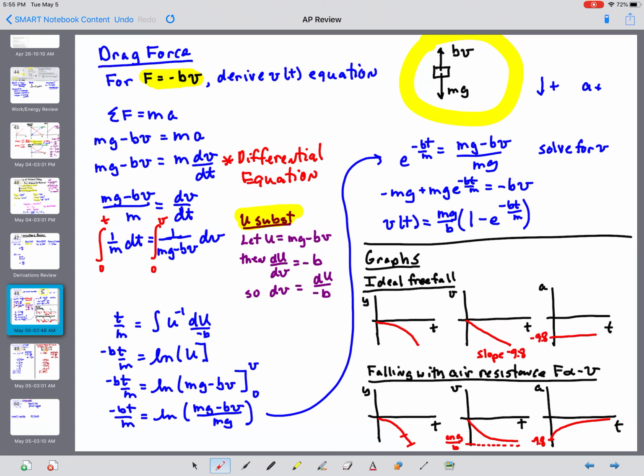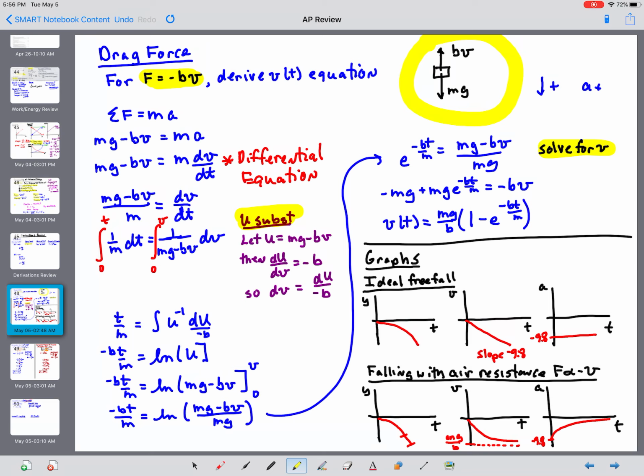And so then on the right side, doing the substitutions, we get the integral of u to the negative first power du over negative b. I threw the negative b over to the other side of the equation and integrated to get the natural log of u, put back in the mg minus bv, plugged in my endpoints of integration, and then the rest is basically algebra to be able to solve for your v of t equation. So the derivation of this is very, very similar to the math we did in the deriving of the RC circuits, and then also the RL circuits.